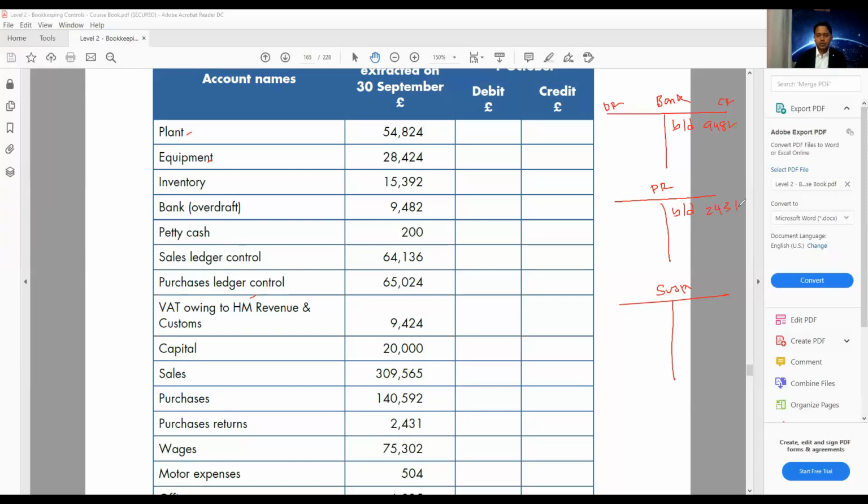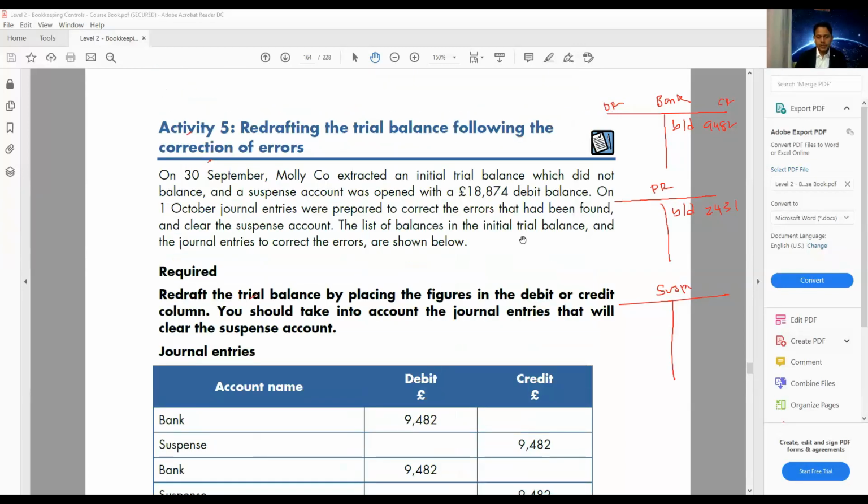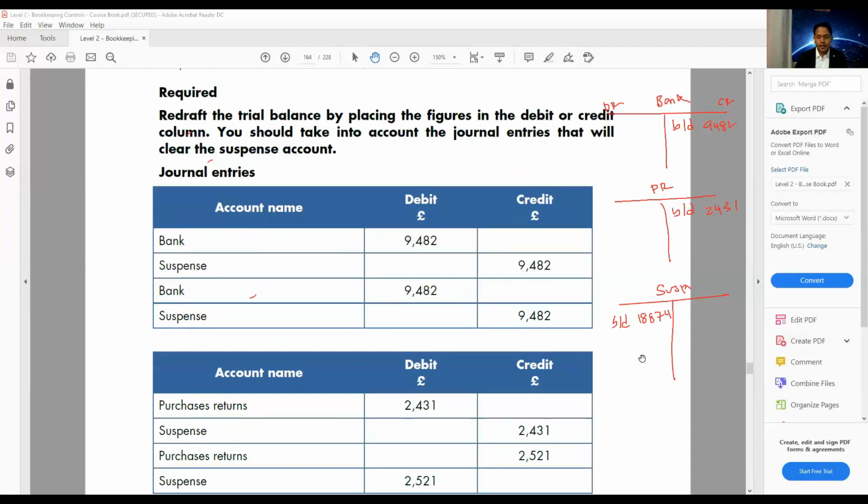And in the question they said we have a suspense opening balance that is 18,874, and this is the opening balance on the debit side. So balance BD 18,874 on the debit side. Let me change the 4. Okay, that's it. Now we need to put in the journals and you're going to get the new balance.